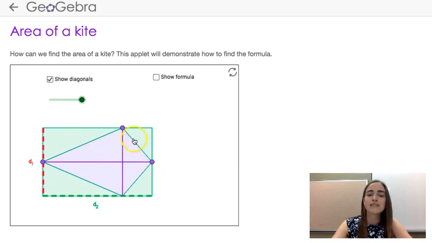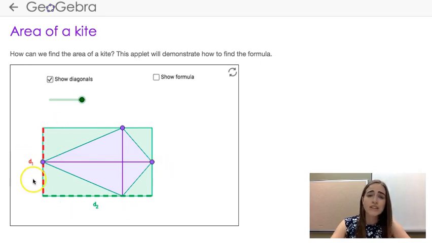So what that means is that this kite has half the area of that whole rectangle because we've doubled everything to make this whole rectangle. So to find the area of that rectangle, we would do the length of this diagonal, which was D2, times by the length of this diagonal, which was D1.